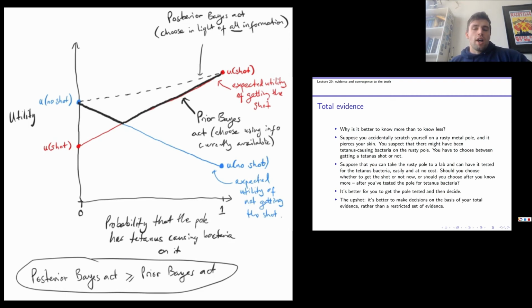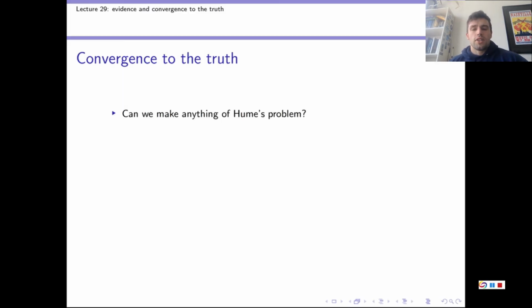So this shows us why it's better to know something rather than nothing, or this is why it's better to make your decisions on the basis of your total evidence, everything you can gather, rather than a restricted set of information, when there is more information available. The posterior Bayes Act has a higher expected utility than the prior Bayes Act. So, if you're maximizing expected utility, you should act on the basis of your total evidence. Okay, so that rounds off our discussion of evidence. We've seen why quantity, variety, and totality of evidence are important in making decisions.